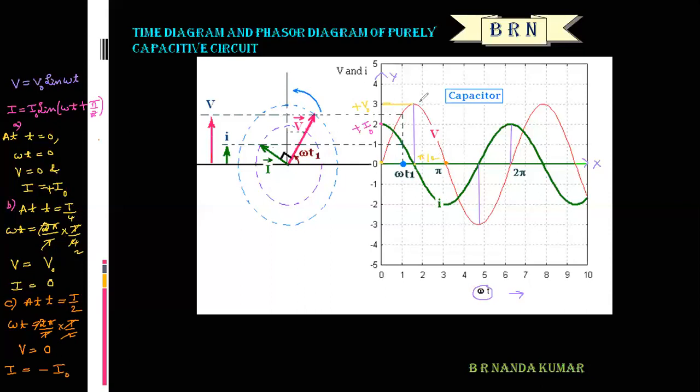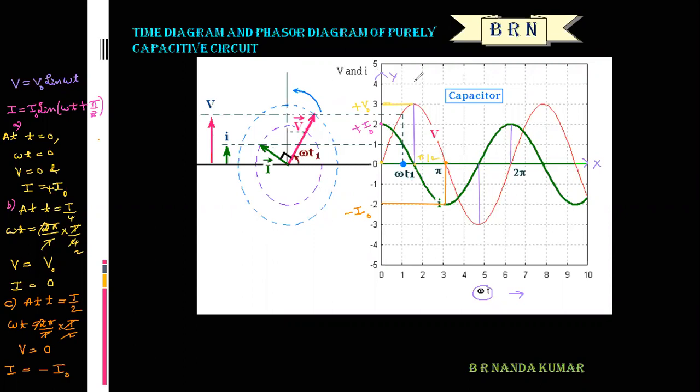So at time t equal to T by 2, the current is minus I naught, but the voltage is 0.